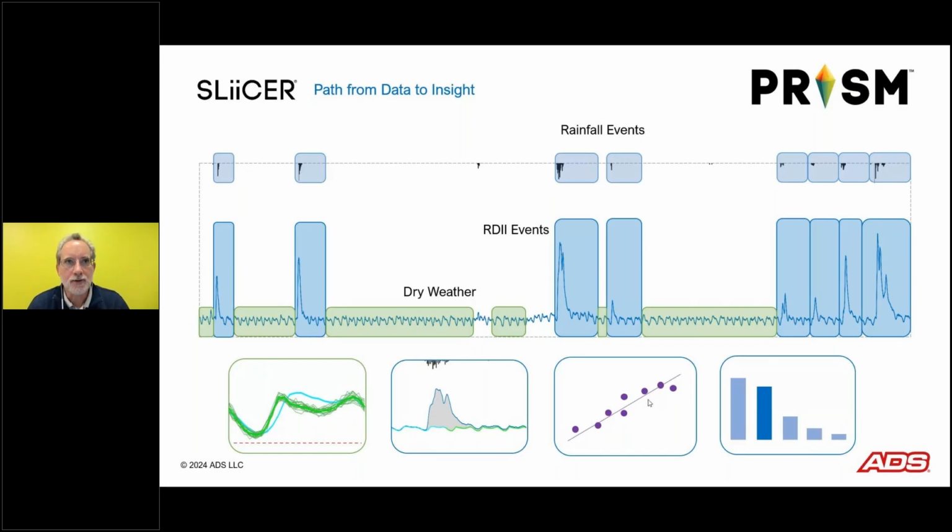I don't think I've encountered a collection system out there yet where they have told me that they have all of the money they need to tackle all of their I&I problem at once. So there is always a need to prioritize, and this is one of the core functions of SLiiCER: to help you prioritize which areas of your system are performing the worst in terms of I&I, so you can dedicate your resources there rather than guessing at putting them in other places. So that, in a nutshell, is what SLiiCER does, and I call that the path from data to insight.